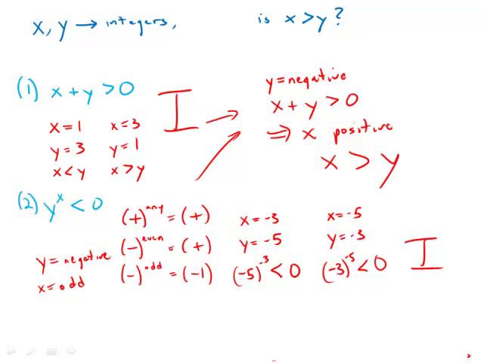So this combined information is sufficient to answer the question. So the statements individually are not sufficient, combined they are sufficient. That is answer choice C.